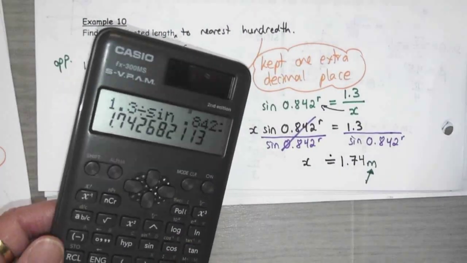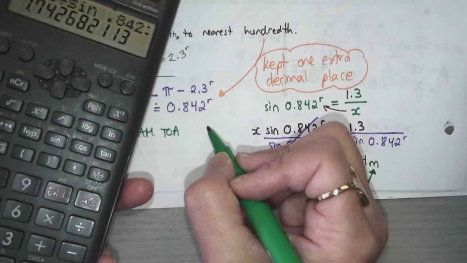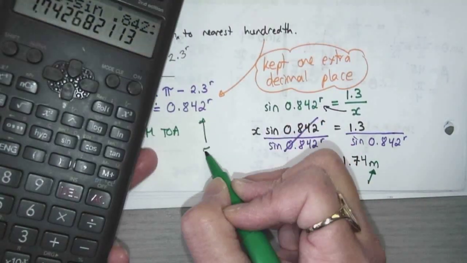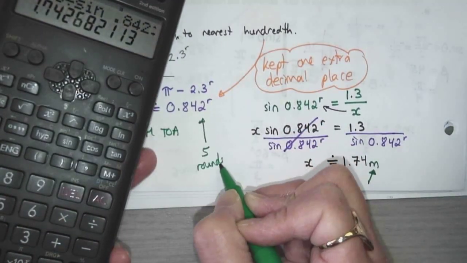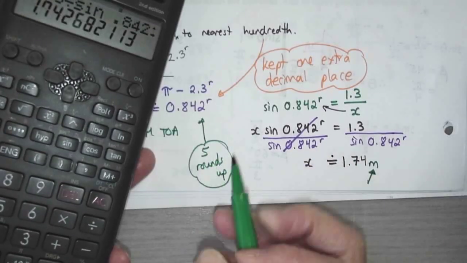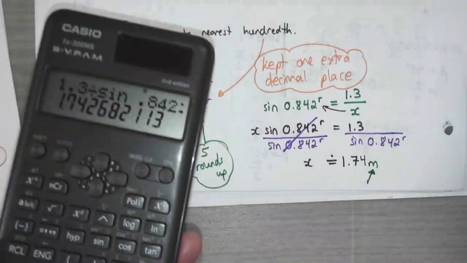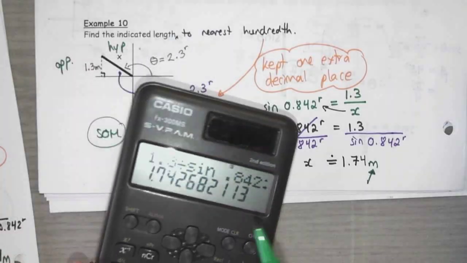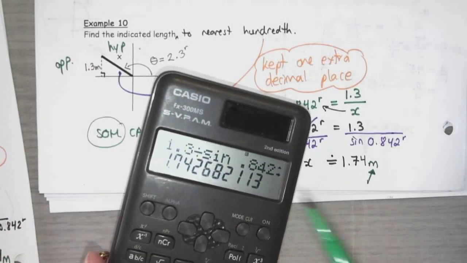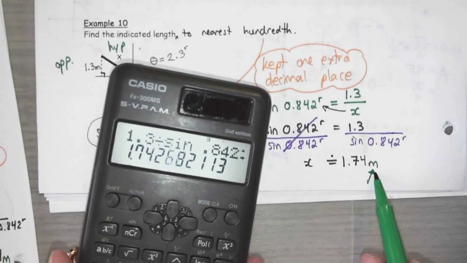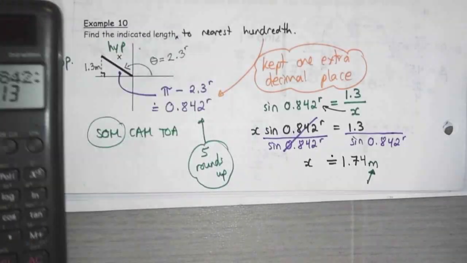Anything 0.5 rounds up. So I got this one. Anything 5 rounds up. That one I think was 1.5, so I rounded it to 2. Any 5s round up. This one here was 4.2, so I left it at 4. So it's a 2 after. And make sure you put units. And that's it.